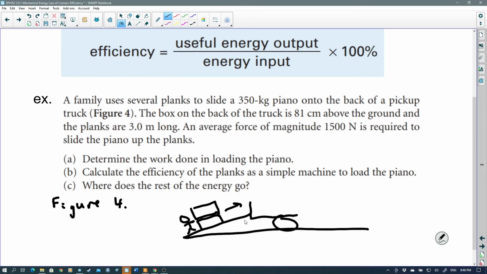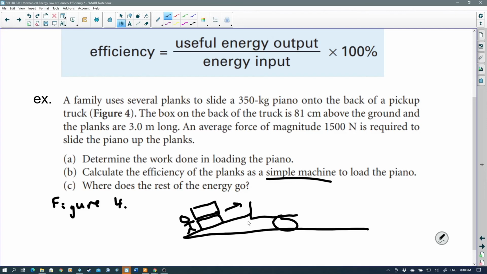Well, the most efficient way to get the piano into the truck would be to lift it directly upwards and onto the truck. But that's really hard to do because the piano is so heavy. And they talk about simple machines here. There are quite a few different simple machines that you can use in the real world. A ramp is one of them. You also have pulleys. You also have levers. So there's a lot of simple machines out there that can make our jobs a little bit easier.